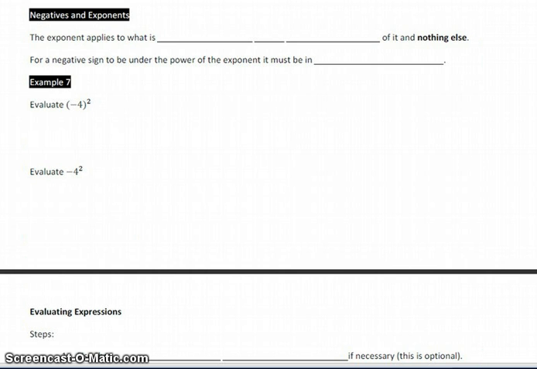One of the processes that often gives students some difficulty is using an exponent when it applies to a negative integer. And we have to remember one simple rule, and that is that the exponent applies to what is directly in front of it, and nothing else. So for a negative to be under the power of an exponent, it must be in parentheses.